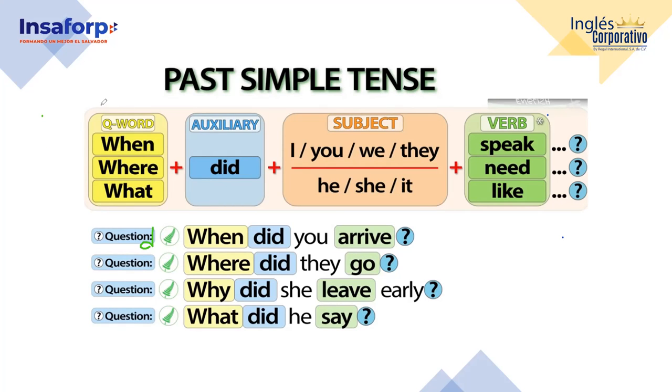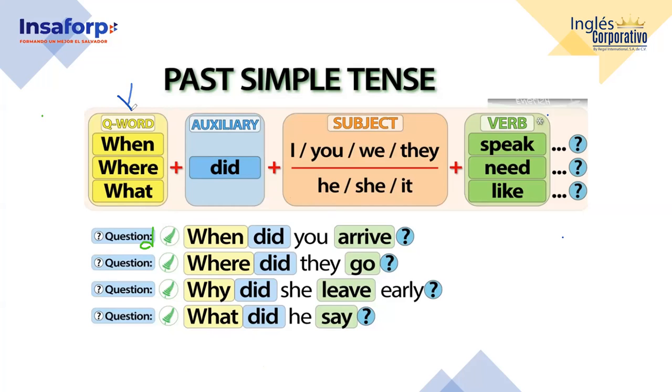I have this structure, the WH word. In this case, it is when, where, what. But we can include why. ¿Alguna otra que se les ocurra que no esté aquí? Which? Okay, whose. Which. How many or how much? How many? How much? How long? Okay. So you see, we have a variety of information.